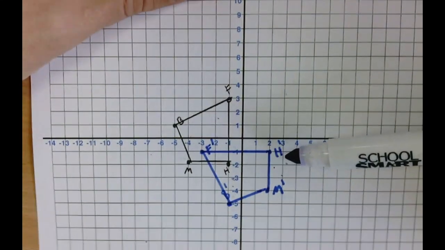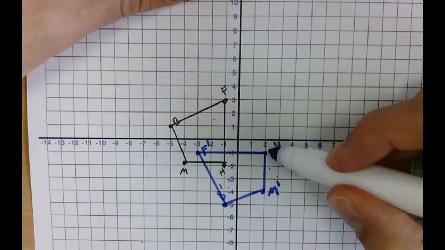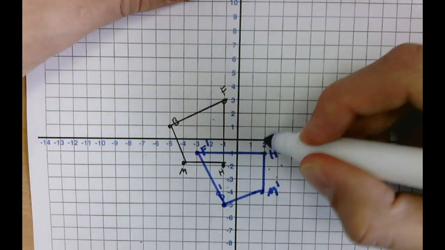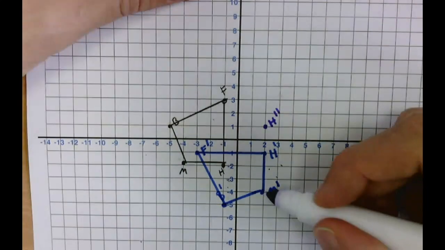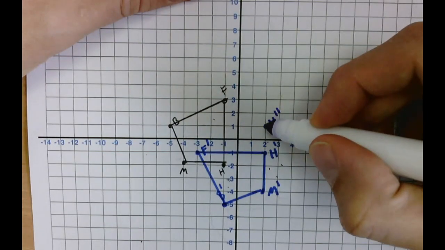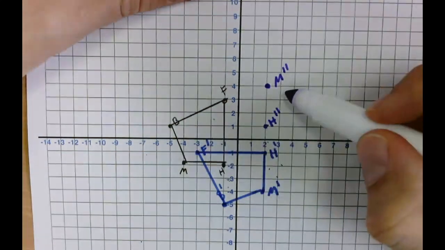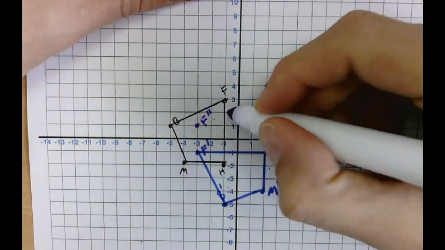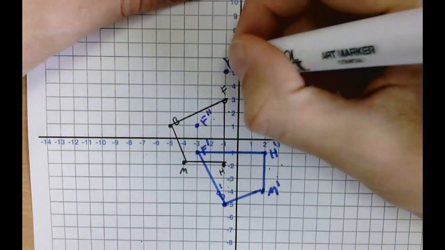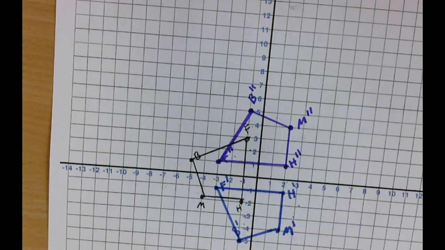Remember, when we're talking about reflections, we're also going over a central point here, and our central point happens to be the x-axis. So we're just going to simply count up to our central point and then count over. And then label it H with 2 dashes. M with 2 dashes, and F is here, and then B is. So you can go ahead and see here's our reflected image over the x-axis, and we made sure to label each point with 2 dashes for double prime.